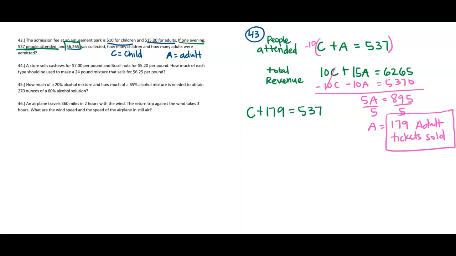So really we just need to subtract, right? We know that there are 537 people altogether, and if 179 of them are adults, then the remainder must be kids, right? So it looks like we're going to end up with 358 children's tickets.